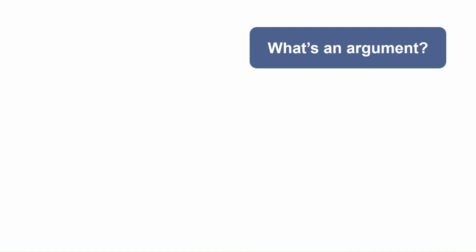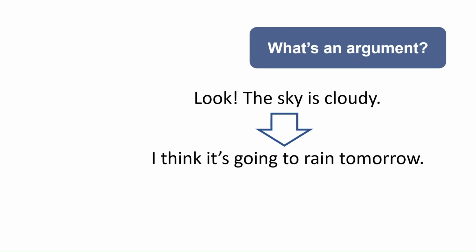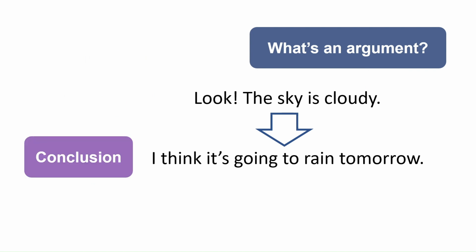What does that mean? Well, here's a simpler example. If I say, I think it's going to rain tomorrow, that's my belief, that's my point of view, that's something which I can try to convince you of. But on its own, it's not very interesting. It needs something to support it. And if I say, look, the sky is cloudy, now I've got an argument. I've got a point of view, my opinion, my conclusion being supported by some evidence, some reasons, what I'm going to call a premise.